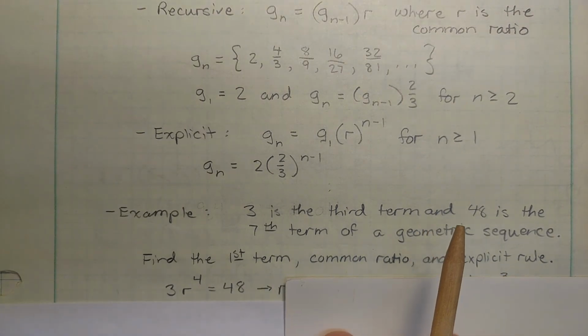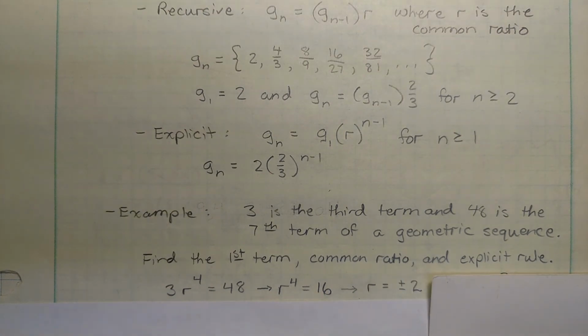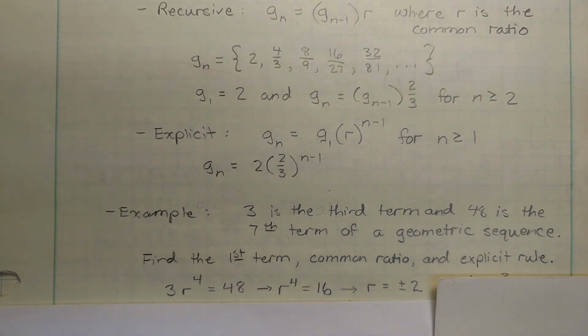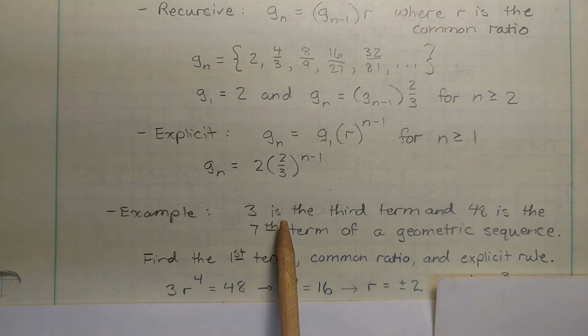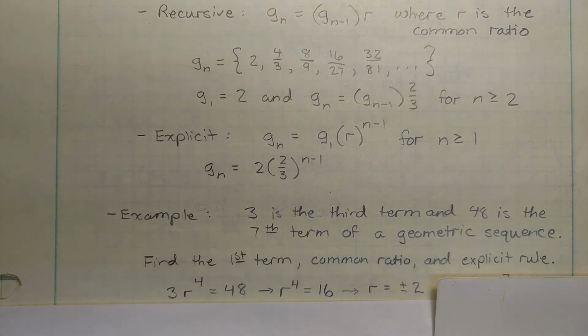I can solve this for the common ratio. So divide by 3, r to the 4th is equal to 16. Take the 4th root, and I get r is plus or minus 2. And I do have to be careful because it could be plus 2 or it could be minus 2. It is possible that I could be switching signs each time. So it could go 3, and then if I'm multiplying by negative 2, the next one would be negative 6, then positive 12, then negative 24, and then positive 48. So it could be a negative 2 in there.